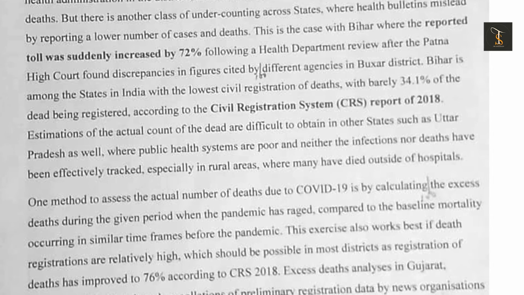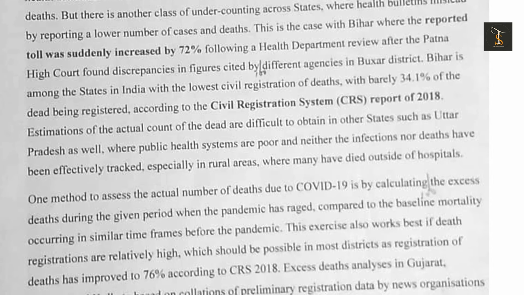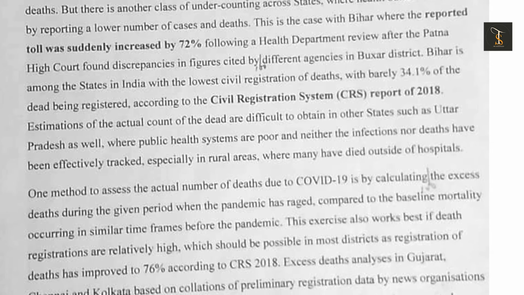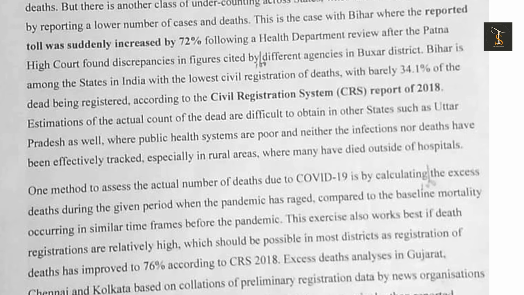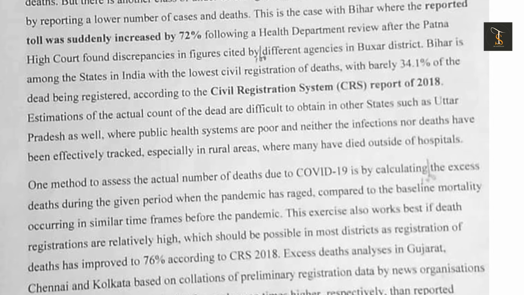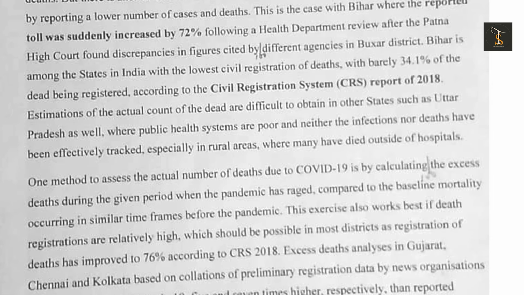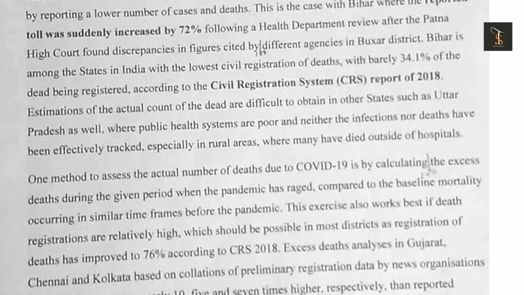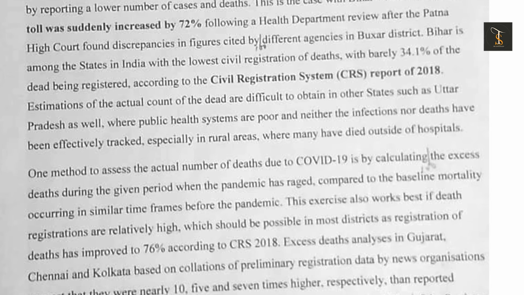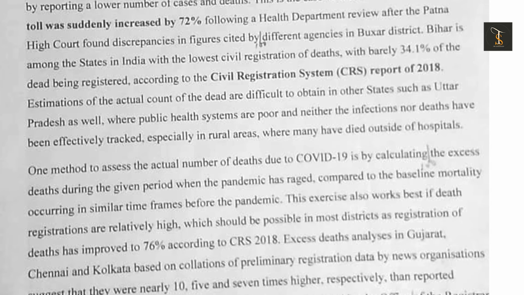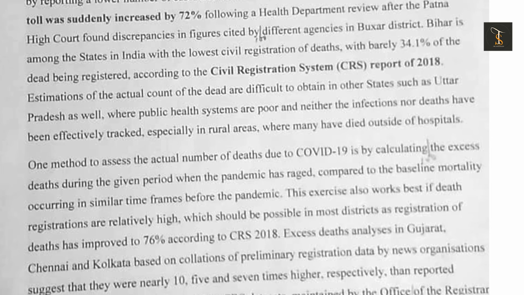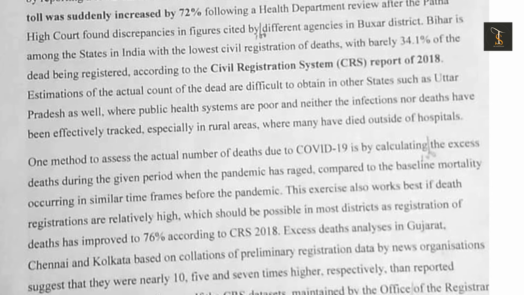According to the Civil Registration System (CRS) report of 2018, estimations of the actual count of the dead are difficult to obtain in other states such as Uttar Pradesh as well, where public health systems are poor and neither the infections nor deaths have been effectively tracked, especially in rural areas where many have died outside of hospitals.